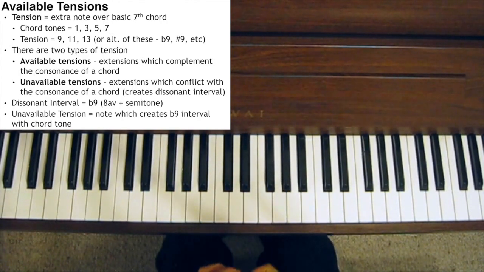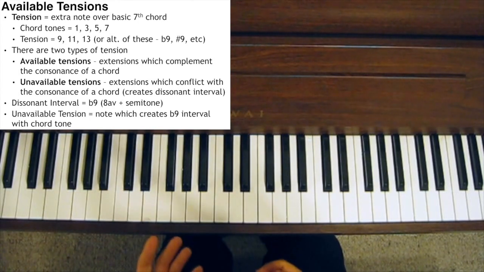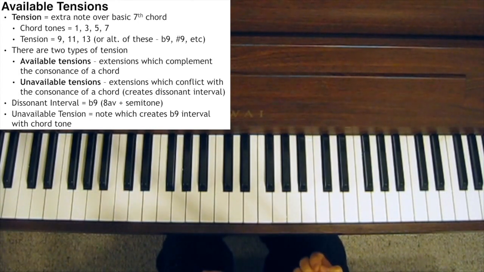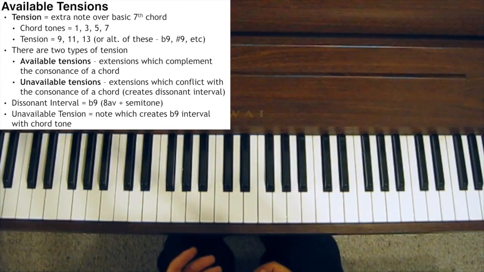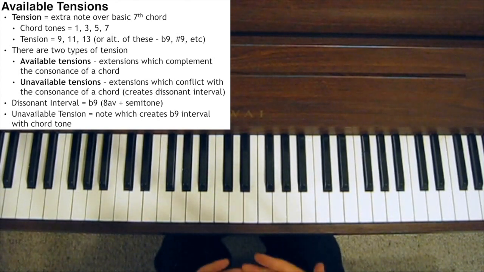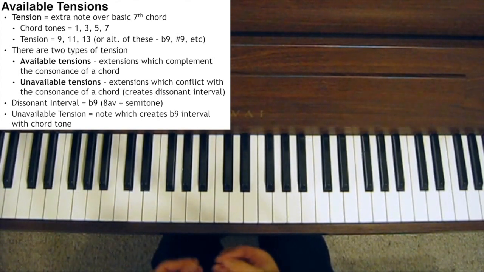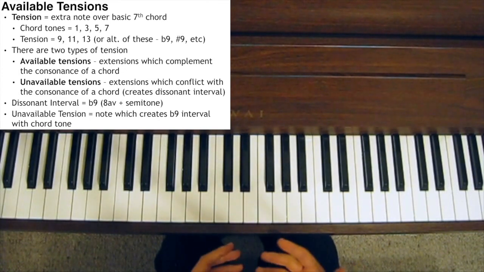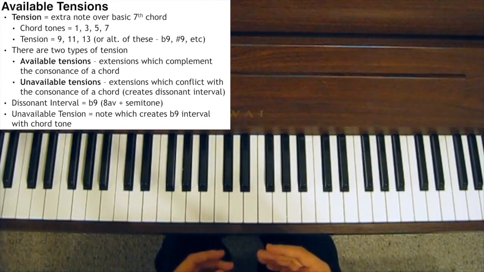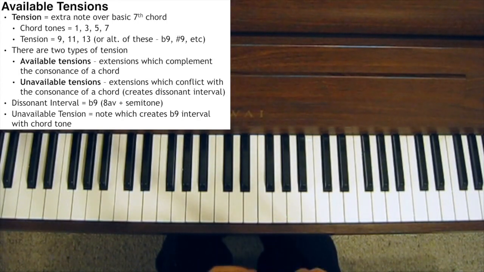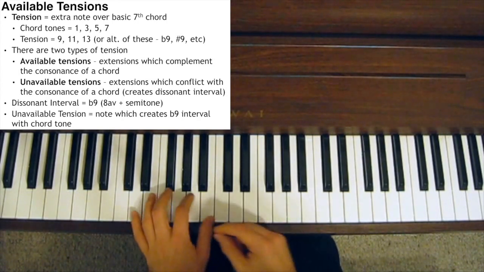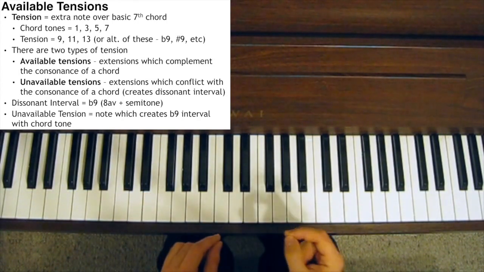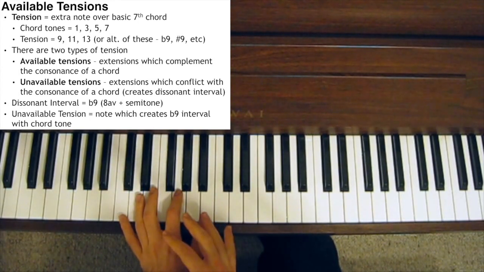Now, there are two types of tensions, available tensions and unavailable tensions. Available tensions are extensions which complement the sound or the consonance of the particular chord you're playing, while unavailable tensions are extensions which conflict or clash with the consonance or sound of the chord. That is, the extension creates a dissonant interval with one of the chord tones.